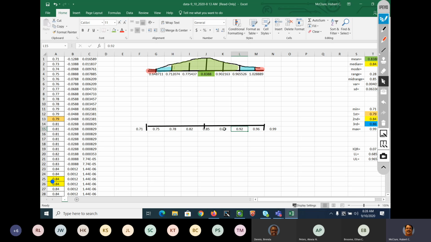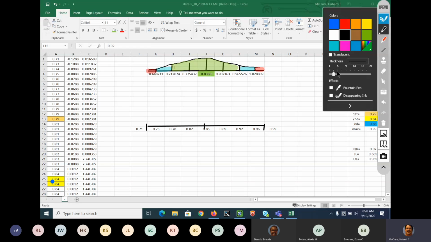There. All right, now, where is my orange marker? My orange marker, make it a little bit thicker. Orange is at 0.79. 0.79 is right in here. And my blue marker is 0.86, which is in here. And my yellow marker is 0.84, which is right at, well, I can't draw, but there it is.